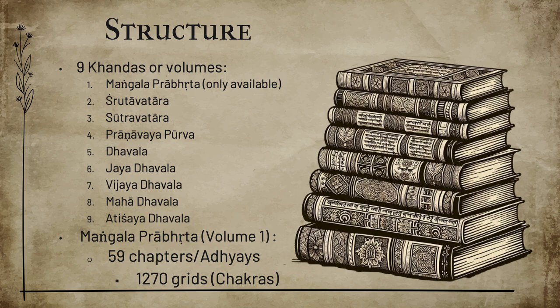Siri Bhoovalaya is divided into 9 khands or volumes, out of which only the first khand, Mangal Prabhrit, is available, with the rest of them being deemed lost. Each volume is further divided into adhyayas or chapters. Each chapter contains numerical grids known as chakras, the most basic component of Siri Bhoovalaya that we will try to understand in greater detail. Mangal Prabhrit, the only volume available as I mentioned, is divided into 59 chapters, which contain 1270 of these grids, amounting to thousands of shlokas. You can only imagine the sheer magnitude of the entirety of this text, including all of the lost volumes.